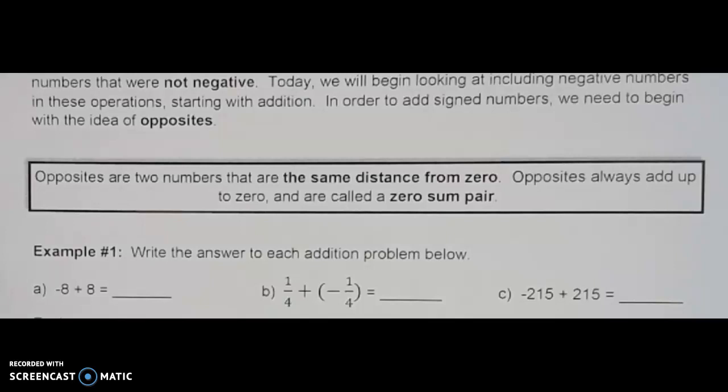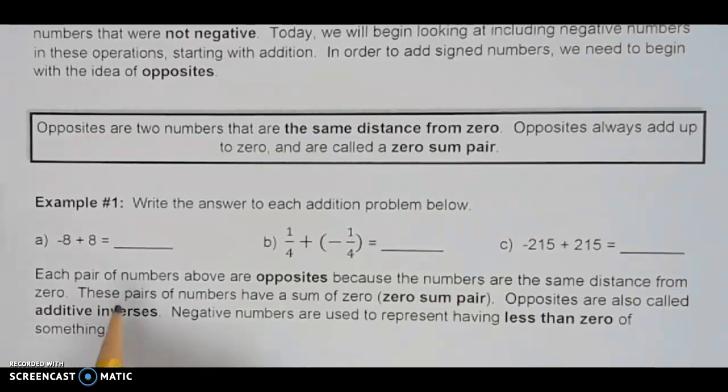Look at each set of numbers in A, B, and C. I want you to write the answer to each addition problem below. In letter A, we have -8 plus 8. In letter B, we have 1/4 plus -1/4. And in letter C, we have -215 plus 215. The numbers look the same, except one of the numbers is positive and the other number is negative. So let's think about what the answer to these three addition problems would be.